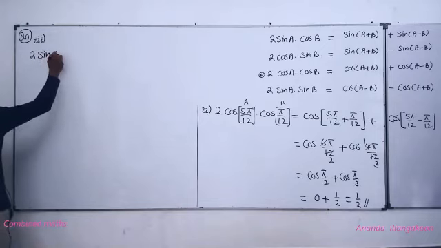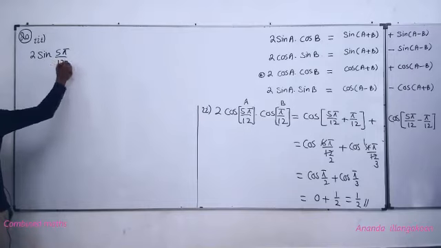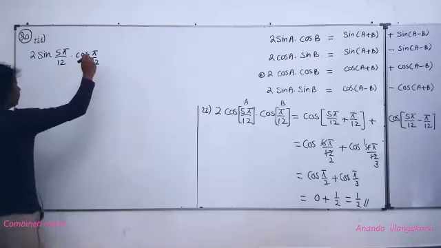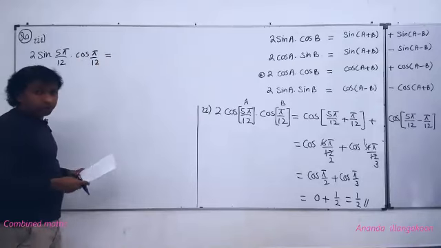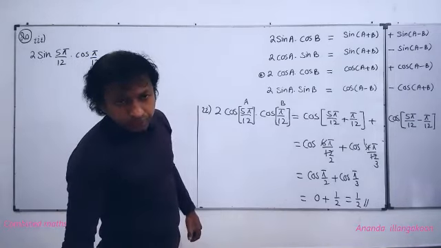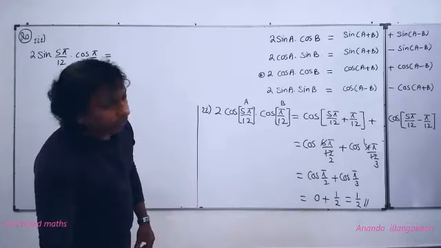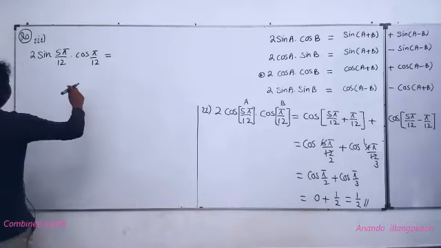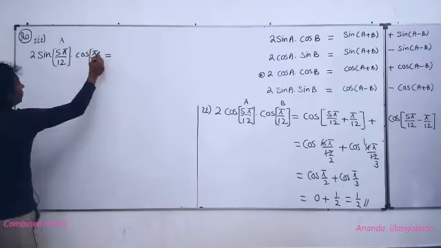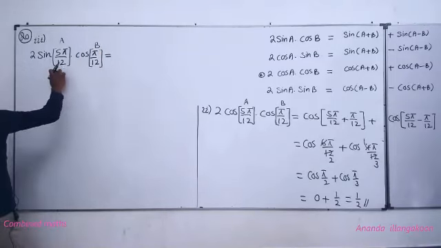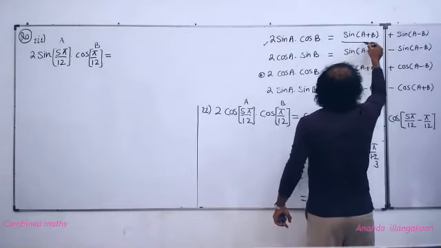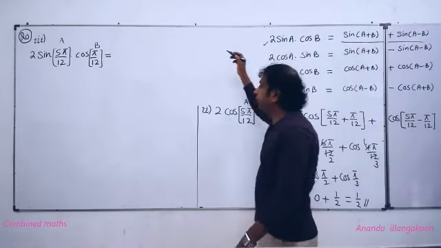2 sine 5 pi by 12 cos pi by 12. We have to prove this is equal to 2 plus root 3 divided by 2. People, take this answer. I think you can take this answer very easily. I'll give 2 minutes. Here also, this 5 pi by 12 angle I take as A, this as B. Then this takes the form 2 sin A cos B. The 2 sin A cos B formula is this, people. And then you can write that using the right hand side this way. What is the right hand side?